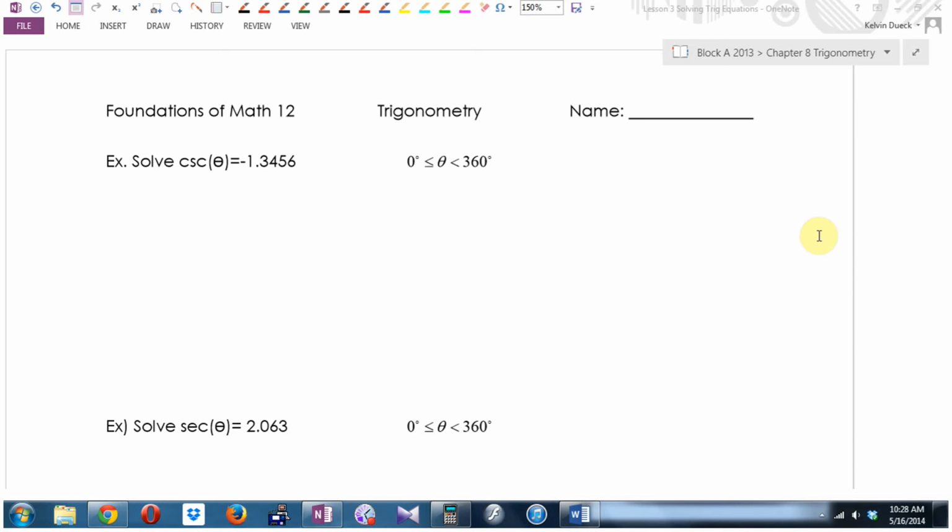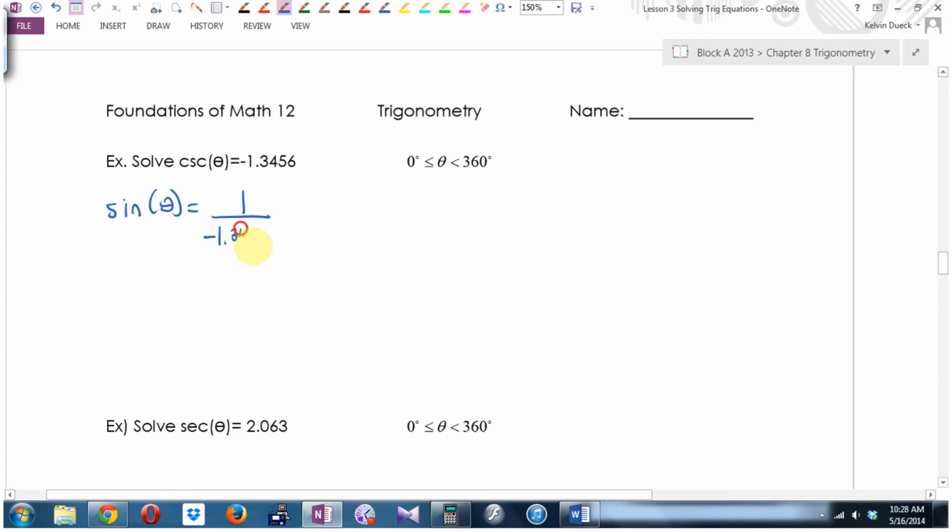What did you say cosecant went with? This is the same as sine theta of 1 over negative 1.3456. I reciprocaled both sides. Reciprocal of cosecant is sine. Reciprocal of negative 1.3456 is 1 over negative 1.3456. Now I've turned it into something that I know.